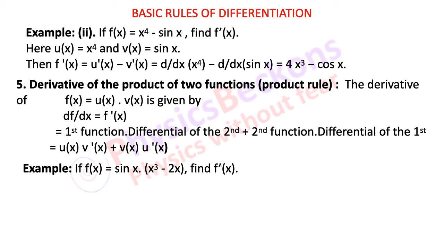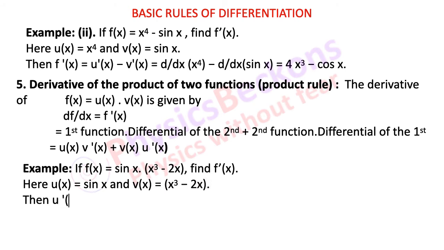Illustrative example, we have f(x) is equal to sin x into x cube minus 2x. Here we have multiplied two functions. f(x) is a product of two functions. Sin x we take it as u(x), and x cube minus 2x we take it as v(x). Differential here will be calculated. For that we differentiate u as u dash x equal to cos x, and the differential of the second function, v dash x, is equal to 3x square minus 2.